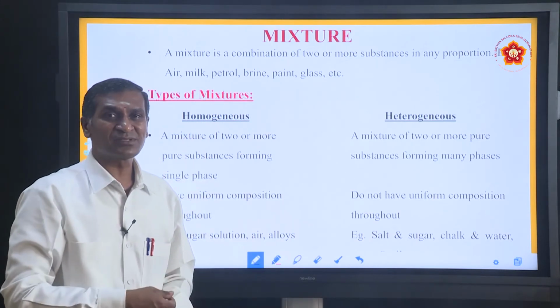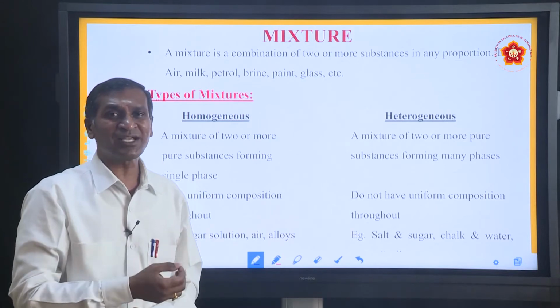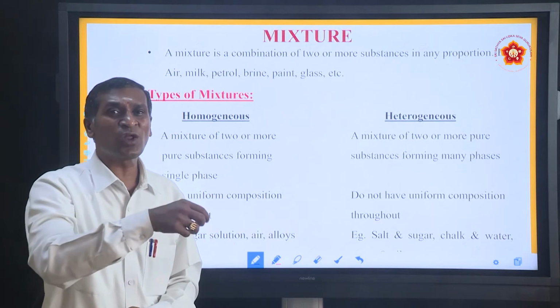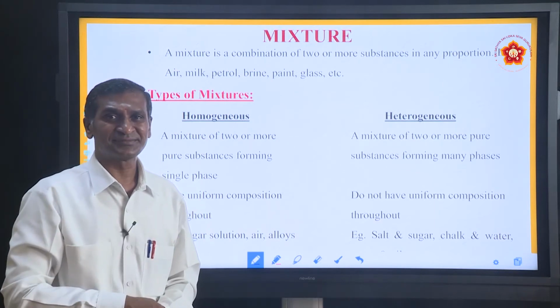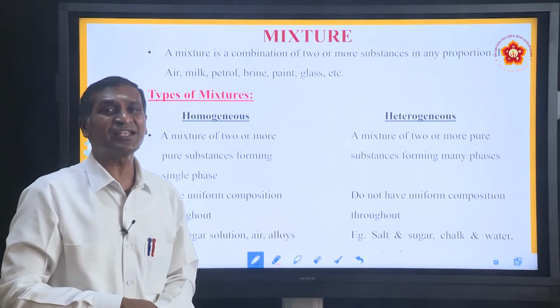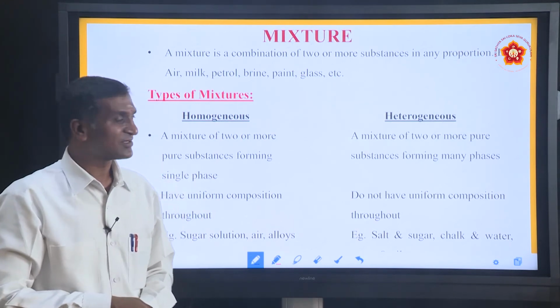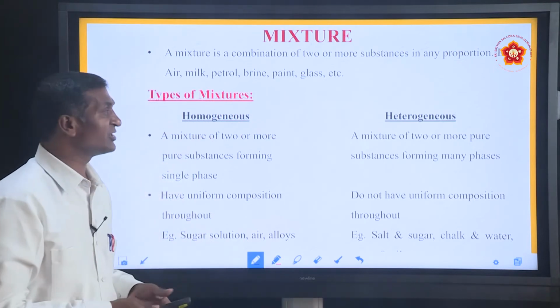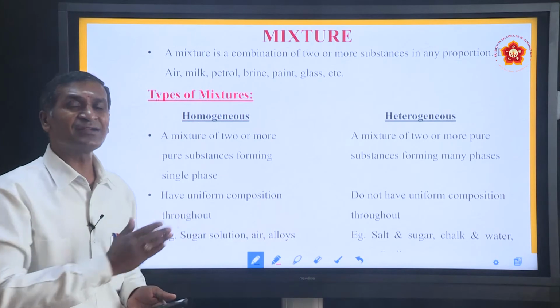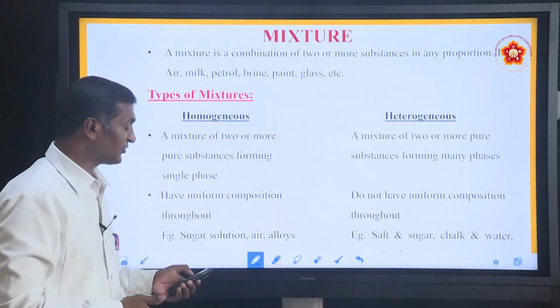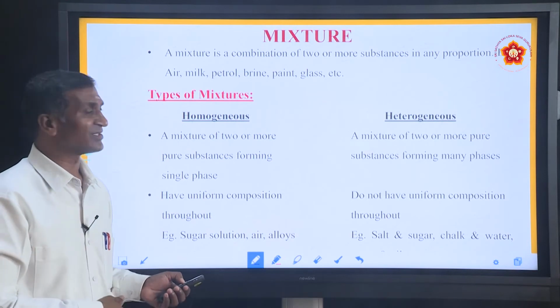More examples: oil put in water is heterogeneous. Oil is not dissolved in the water. Oil floats, we can see the layers, different phases are observed. So it is a heterogeneous mixture. So for our understanding, mixtures are of two kinds: homogeneous and heterogeneous mixtures.